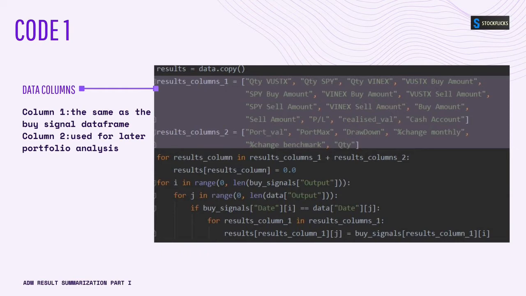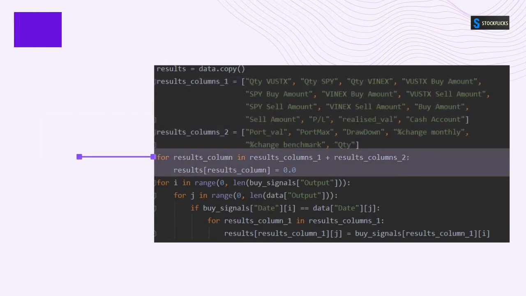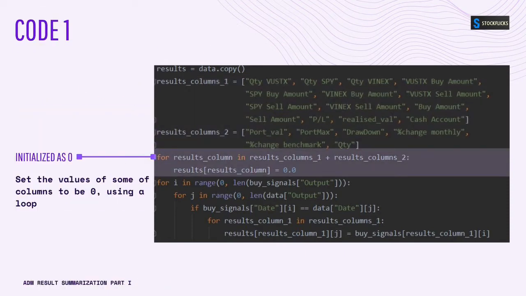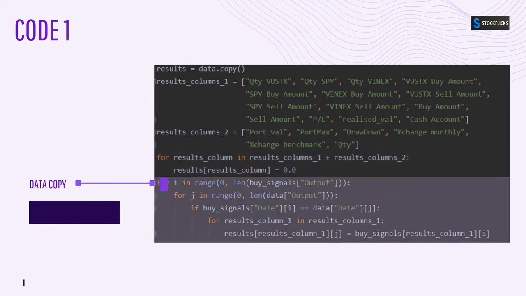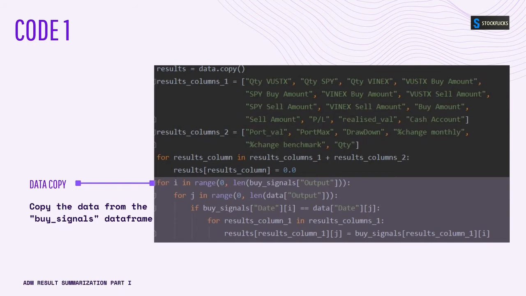There are two kinds of columns, some are the same as the by-signal data frame. We define these to be results columns 1. The rest variables for later portfolio analysis, we will define them to be columns 2. We will also set the values of some of the columns to be 0 using a loop. Then we will copy the columns from the by-signals data frame to the results data frame.